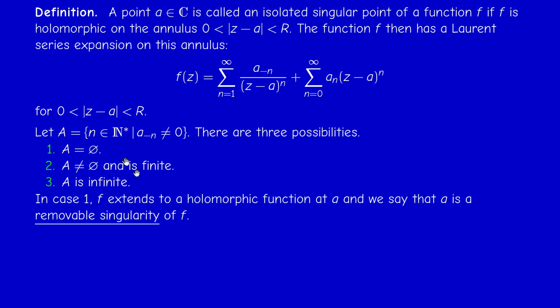Okay, in the first case, we say that A is a removable singularity of f. In the second case, we say that A is a pole. And the biggest integer actually is called the order of the pole. We'll get back to this. And in the third case, we say that small a is an essential singularity of f. Okay, and now I'll give examples.